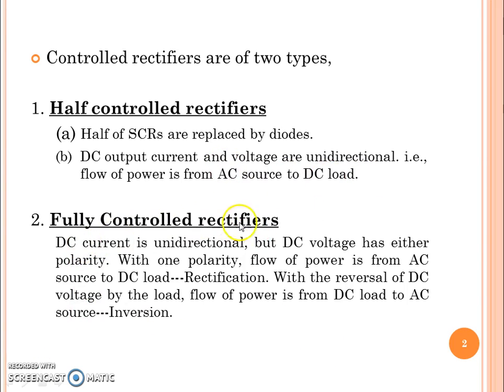In the case of fully controlled rectifiers, we have two processes: one is the rectification process and the other is the inversion process. During the rectification process, electrical energy in AC form is converted into DC, so the power flows from the AC source to the DC load. But the inversion process is just the opposite of the rectification process, so the power flows from the DC load to the AC source.